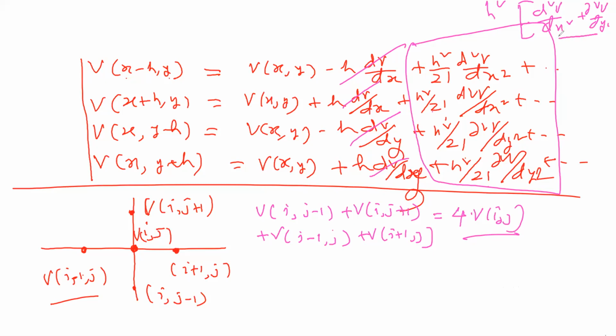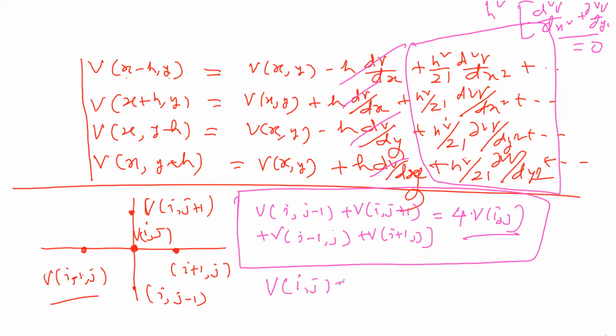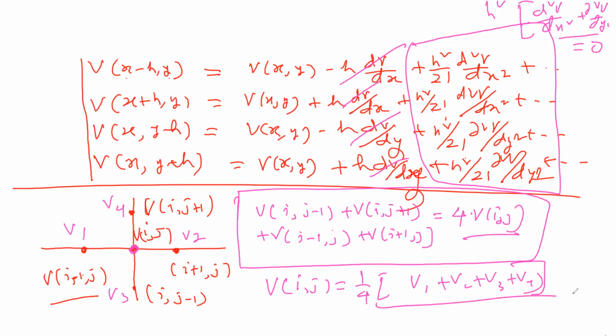So you know that this term equals 0, so this will be your equation then. What does it mean? You can write this equation in a different form, that your Vij can also be written as 1 divided by 4 times all these four potentials, V1 plus V2 plus V3 plus V4. If we consider this is V1, this is V2, this is V3, this is V4, that means the potential at the central node would be equal to the average of the potential of all the neighboring nodes. And this is for a particular node.